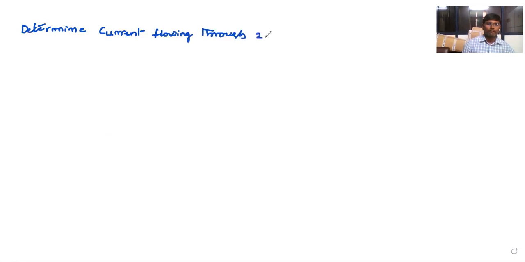Okay, in that, write down: determine the current flowing through the 2 ohm resistor. For that, draw the figure.